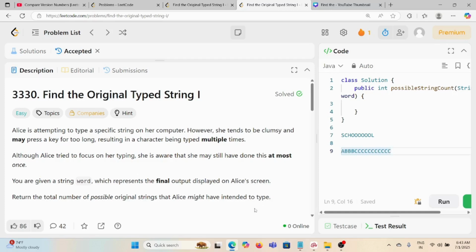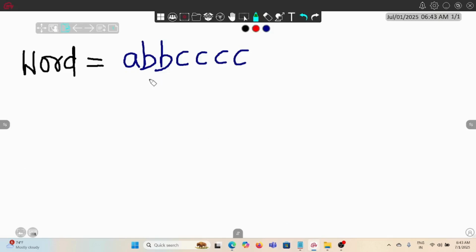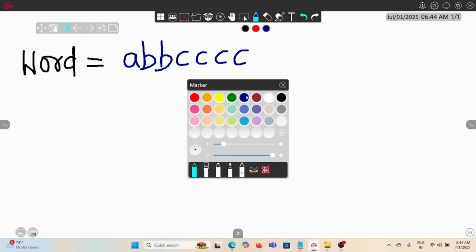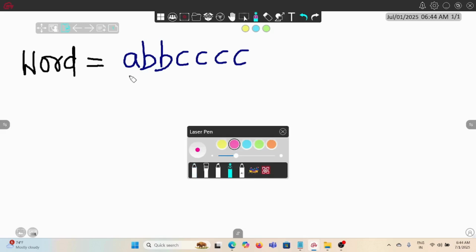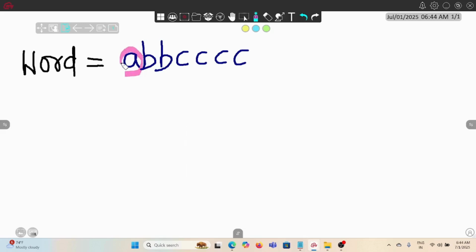Okay, so for example, you can take one example. Let's say this is one string. Now we have to find what the possibilities could be that Alice would have typed, because see here that A came only one time, so we are sure that she would definitely type A only. A mistake results in multiple characters, right? Whether it is intentional or unintentional, wherever there are continuous repeated characters, only that place may or may not be where the mistake happened.